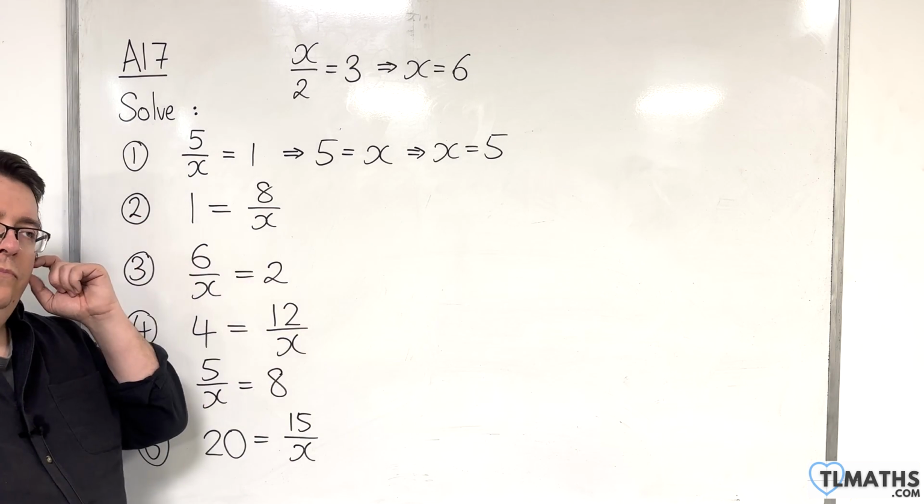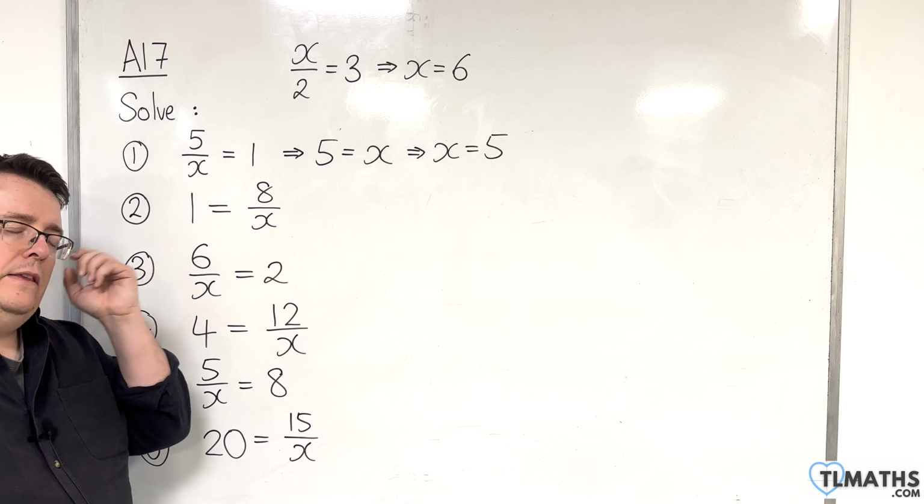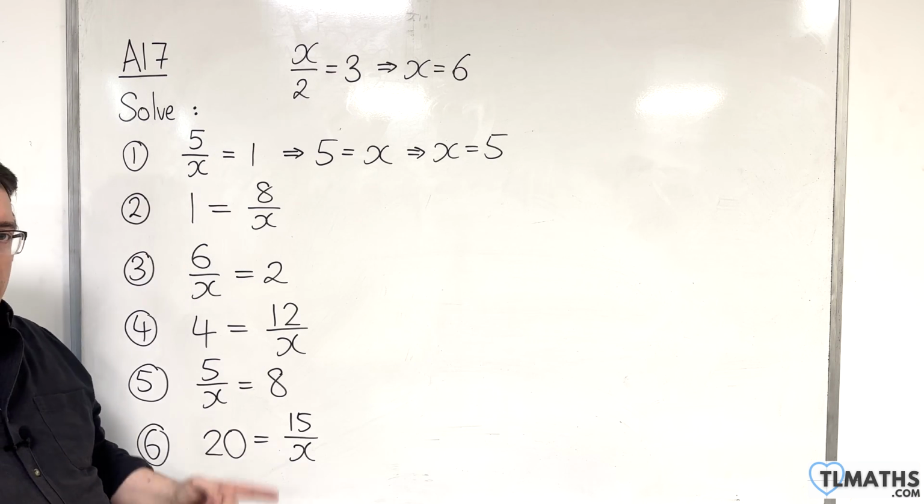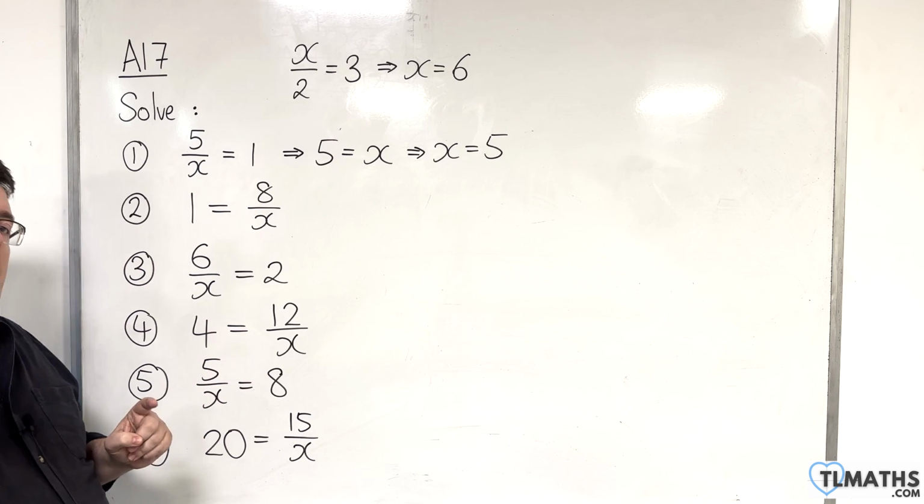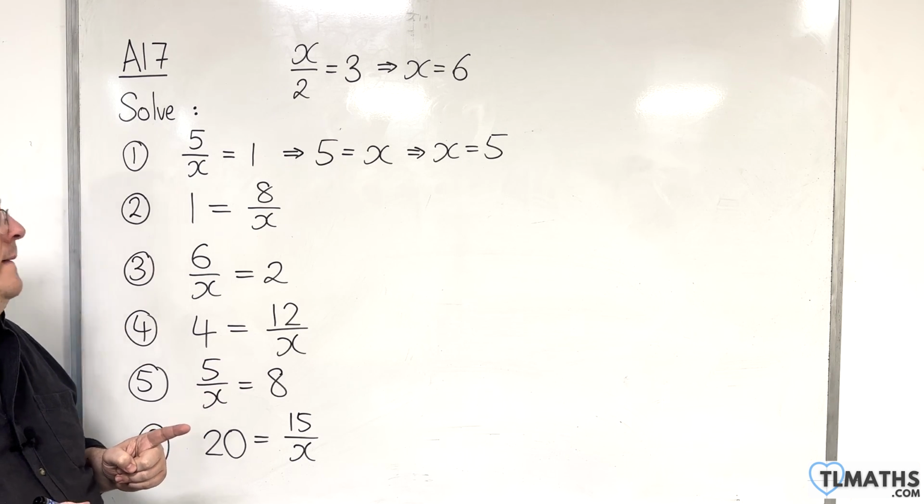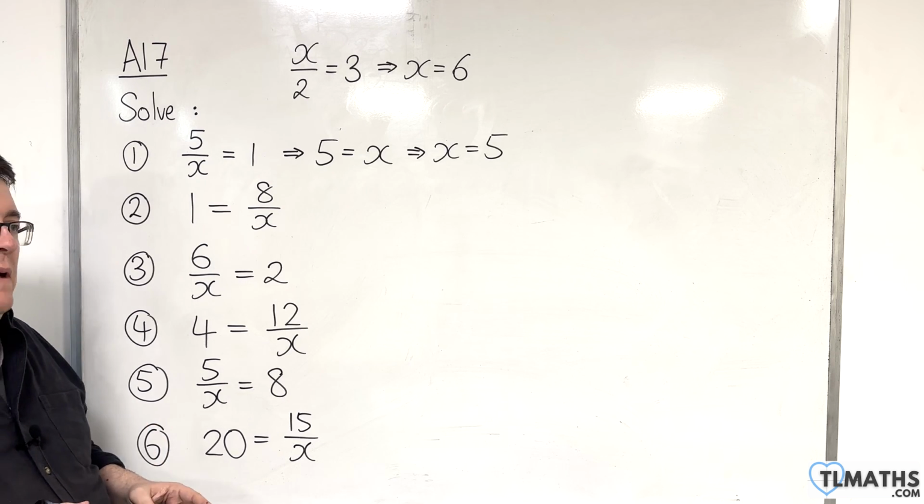So, I think what I'll do is I'll go through each of these 6 using this method first, and then I will do the secondary method immediately afterwards. Okay? So if you want to see both methods, then stick around.